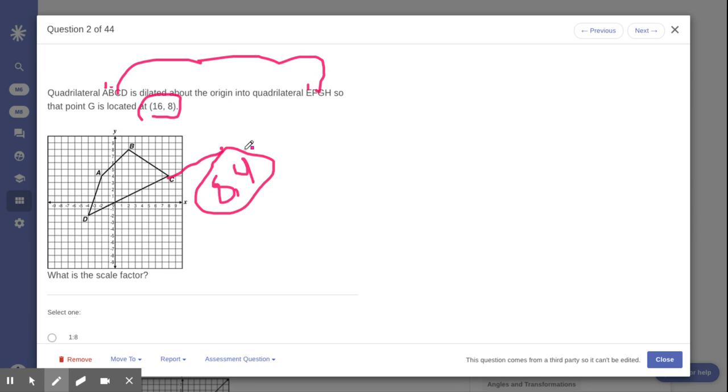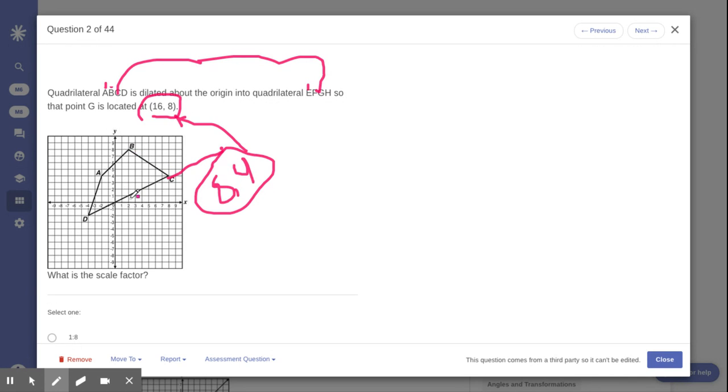Right? It was at 8, 4, and it moved to 16, 8. So we're looking at what is the scale factor? What happened to this? Right? And everything was multiplied by 2.